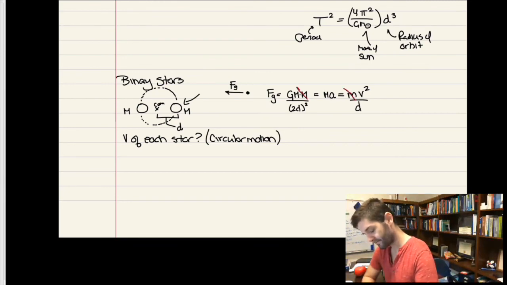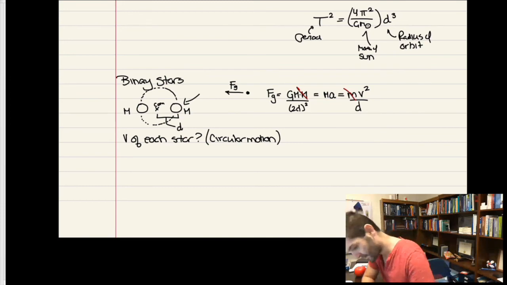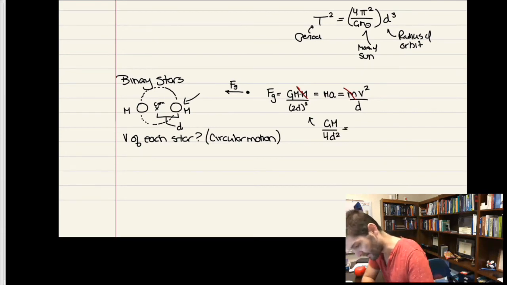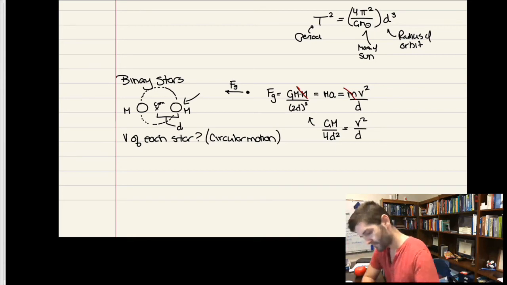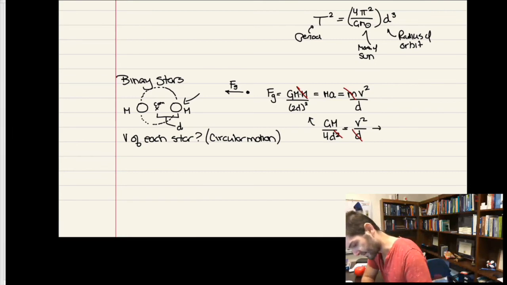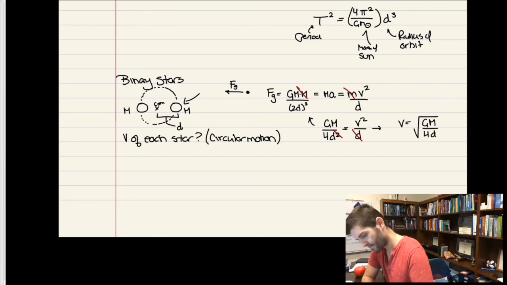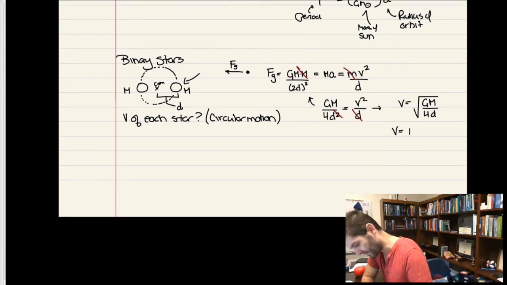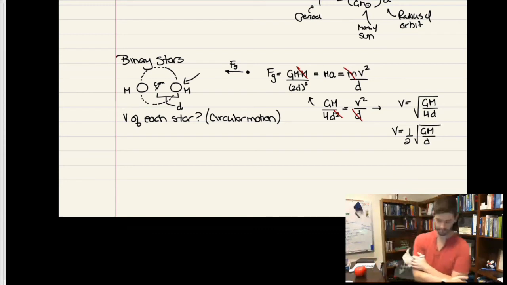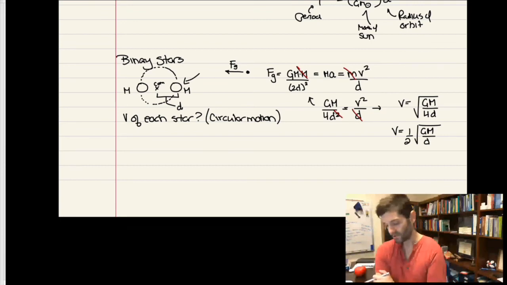Anyway, the mass cancels. One of the d's still cancel. Well, what happens over here? This becomes GM over 4d squared, and that equals v squared over d. One of the d's cancel. In this case, it looks like you get that v equals the square root of GM over 4d. Or, to simplify the square root, 1/2 the square root of GM over d. So it's not just the square root of GM over d like we saw before, but it's 1/2 that as a result.